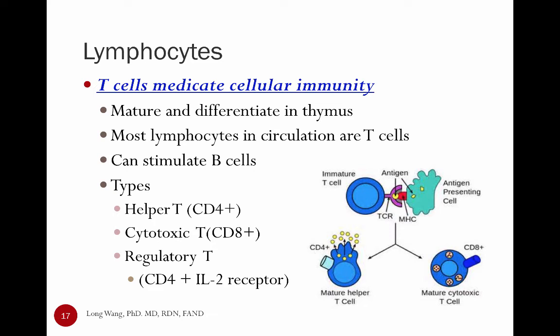T cells mediate cellular immunity. And there are different types of T cells. And the T cells can stimulate B cells. We'll mention what B cells do later. So what types of T cells do we have? We have helper T cells. So they are the, let's say, coordinator or the dispatcher. We have cytotoxic cells. They are the ground infantry.